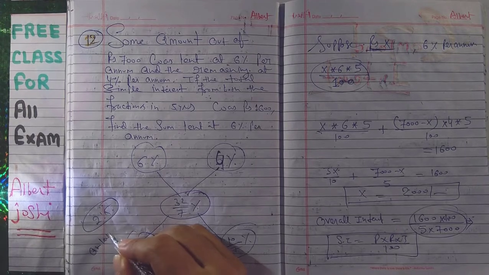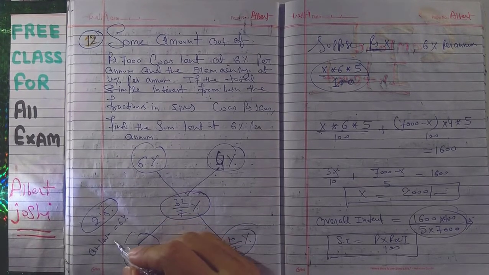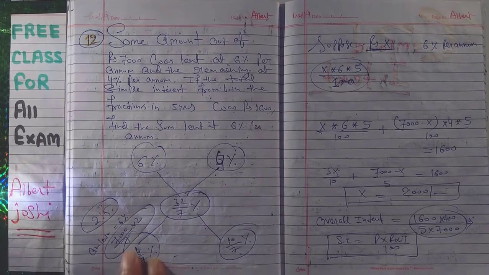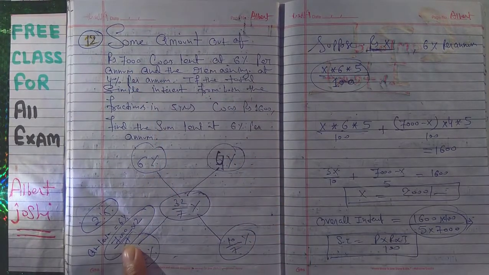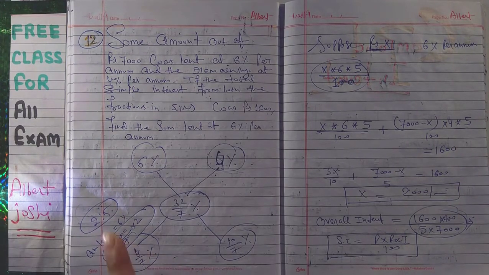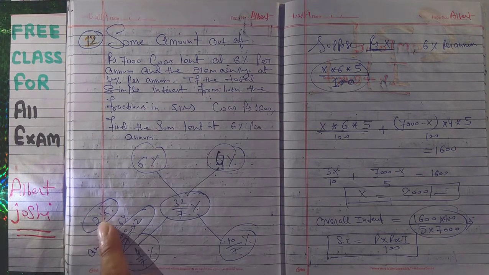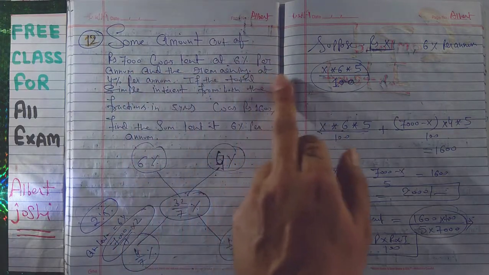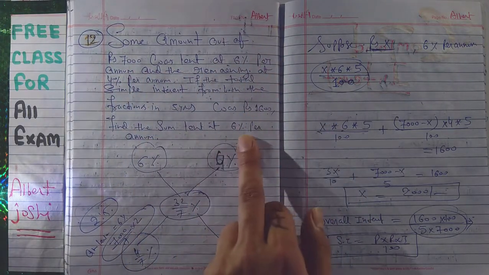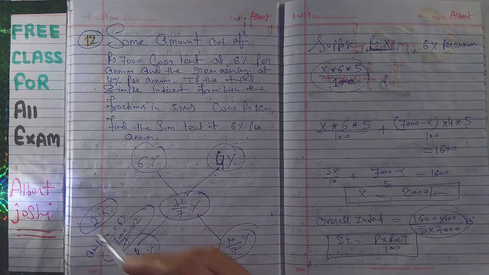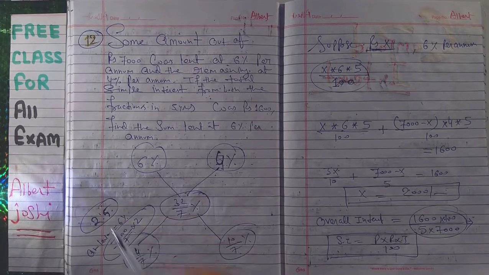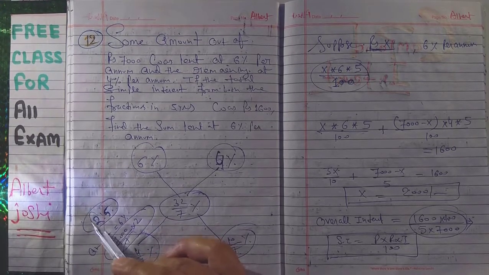Now your ratio is 2:5, and the amount lent out at 6% is equal to 7,000 upon 7 into 2. Your money is 7,000, and upon 7, because 5 plus 2 is equal to 7, and he is asking about the first part of money, into 2. Find the sum lent at 6%. You have two parts: the first part is 2 and the second part is 5, 2:5. This amount we have to calculate.